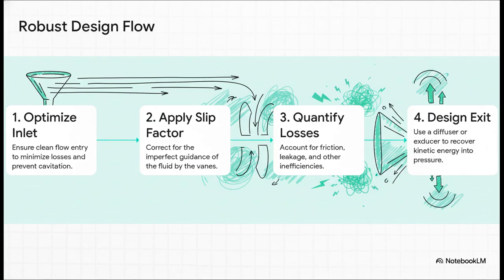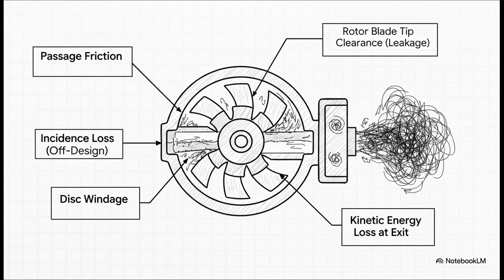And finally, step 4, you carefully design the exit, the diffuser or exducer, to recover every last bit of useful kinetic energy and turn it into pressure. And listen, when I say quantify losses, I'm not just talking about a little bit of friction. No, we have to be detectives here.